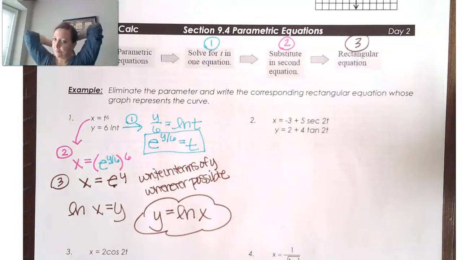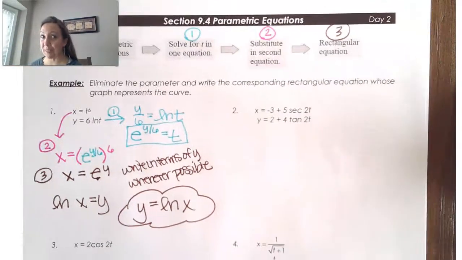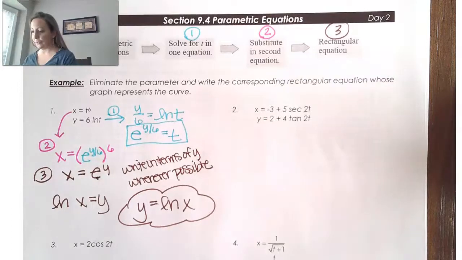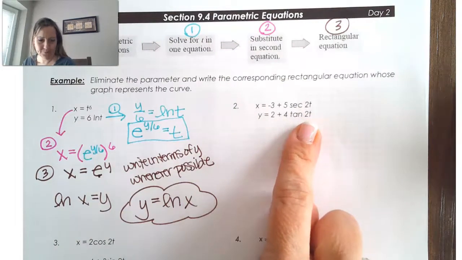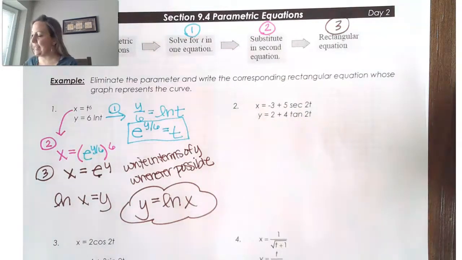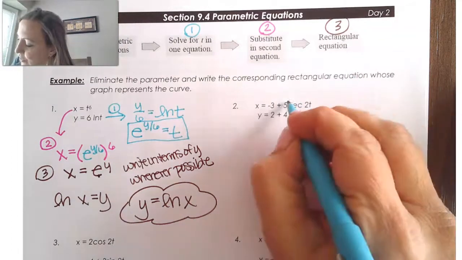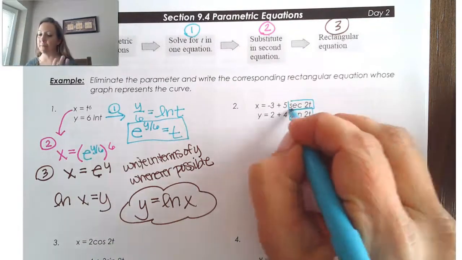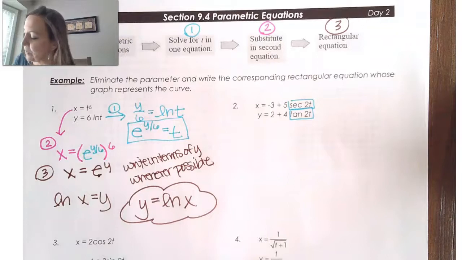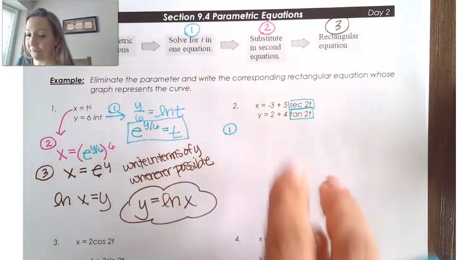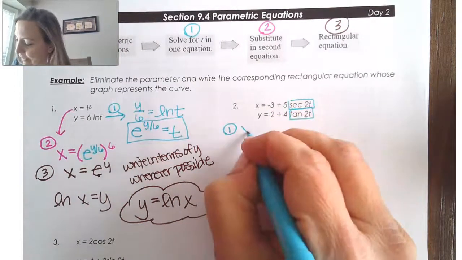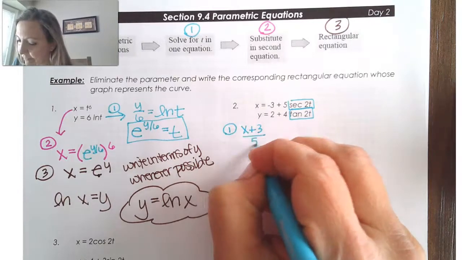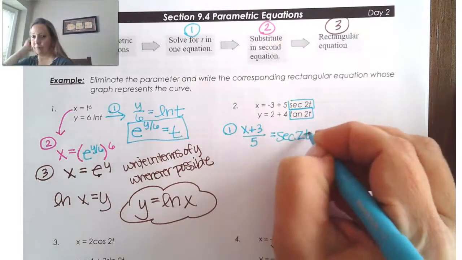Okay. Now number two, we see something a little bit different, but I'm going to show you a little trick for this. In number two, if we try to isolate t, we're going to end up with a hot mess here, aren't we? So instead, when we have these trigonometric equations, let's just isolate the trigonometric part in both of them. Trust me for this one, okay? So for the equation for x, I would add 3 and then divide by 5. So I would get x plus 3 over 5 equals the secant of 2t.